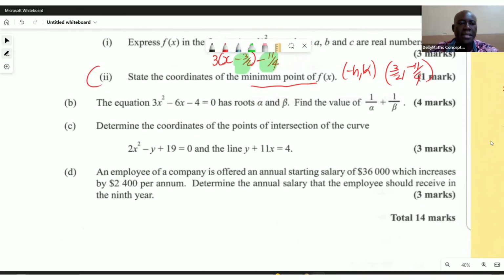The next question says, the equation 3x squared minus 6x minus 4 equals 0 has roots alpha and beta. Find the values of 1 over alpha and 1 over beta. You're getting 4 marks to do that.